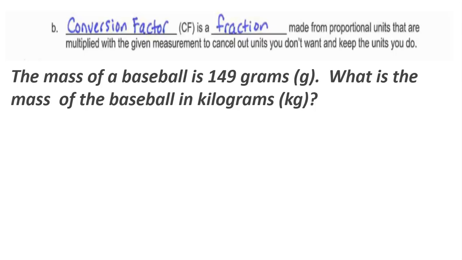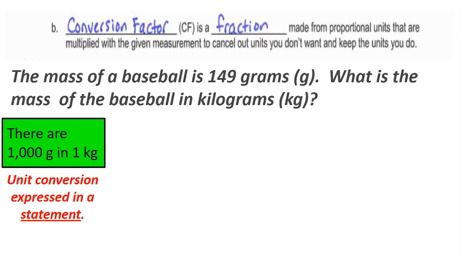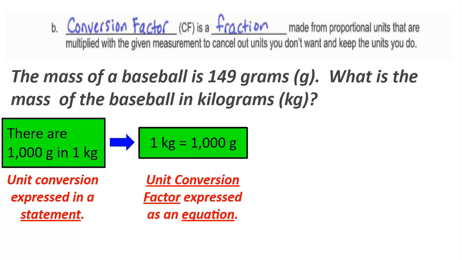The mass of a baseball is 149 grams. What is the mass of the baseball in kilograms? To answer that question, we would want to know how many grams are in a kilogram. We can express that in a statement by saying that there are 1,000 grams in 1 kilogram. So this is our unit conversion expressed as a statement. Because there are 1,000 grams in a kilogram, we can also express that as an equation by saying 1 kilogram is equivalent or equal to 1,000 grams. So this is a unit conversion factor expressed as an equation.